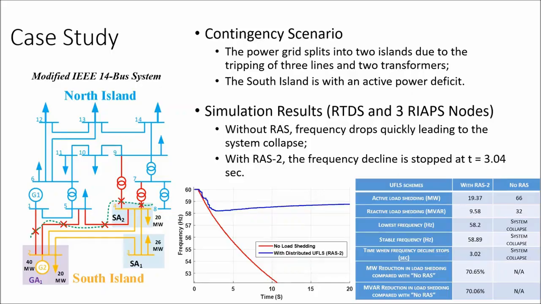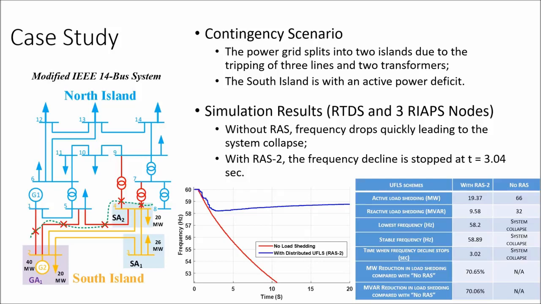In the contingency scenario, the power grid splits into 2 islands after losing 3 lines and 2 transformers. Please look at the left-hand side figure. In the south island, there is 1 generator and an active power deficit exists. Without remedial actions, the frequency declines continuously, leading to a system collapse. The system response and load shedding results are shown in the lower figure and table.